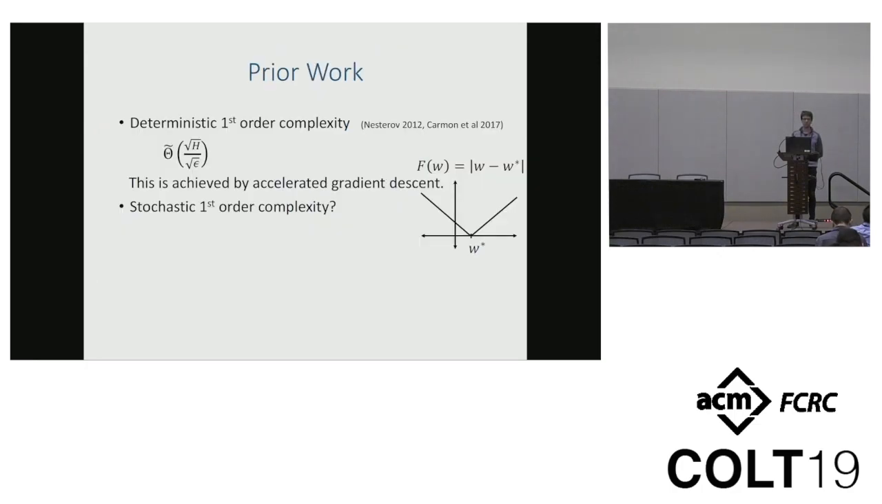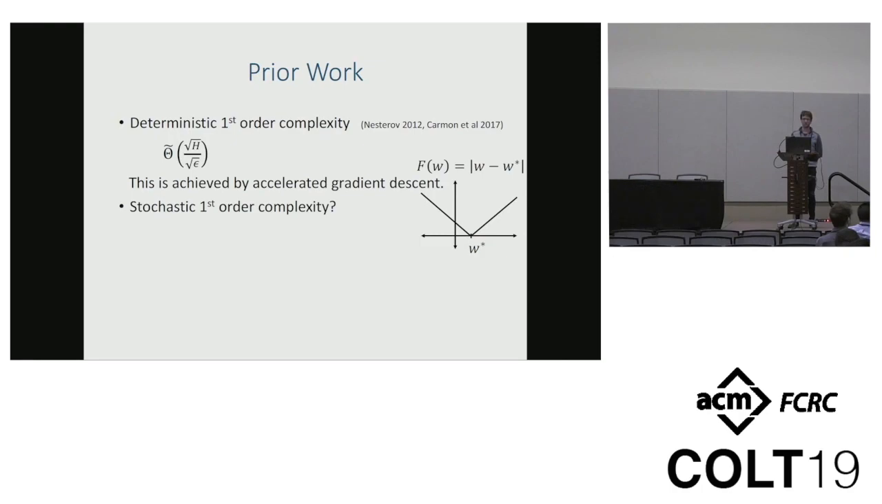In the case of a deterministic first order oracle, Nesterov and Carmona et al. have already answered the question. They provide tight upper and lower bounds on the complexity. I want to point out a key feature of these, which is that it depends on the square root of the smoothness parameter. And there's a good reason for this. If you look at the example here on the right, this is a non-smooth problem where it's very easy to find an approximate minimizer, but to return an epsilon stationary point, you have to exactly hit W star to infinite precision. And it seems fairly clear that using just first order information, you're never going to be able to land right on the bottom.